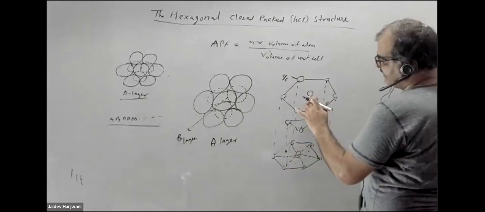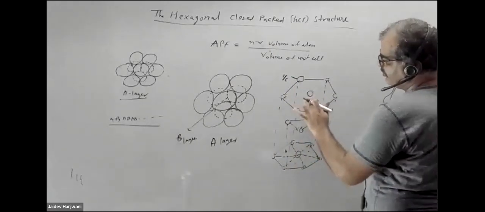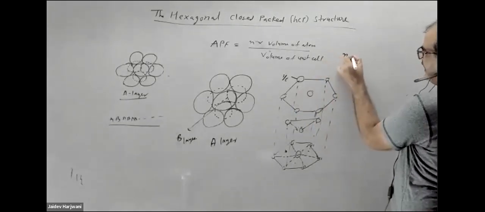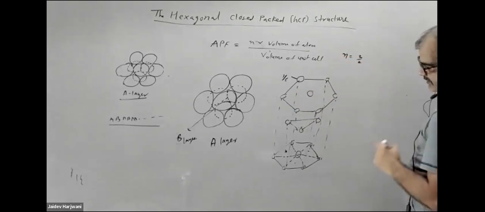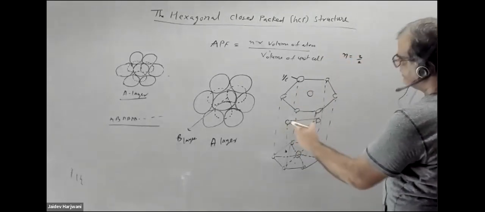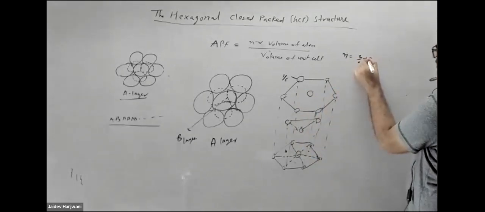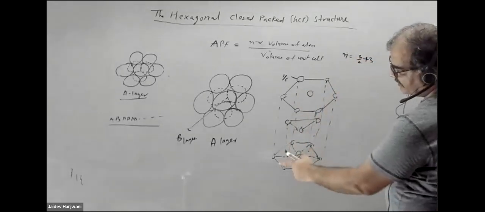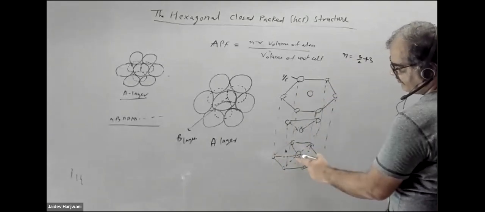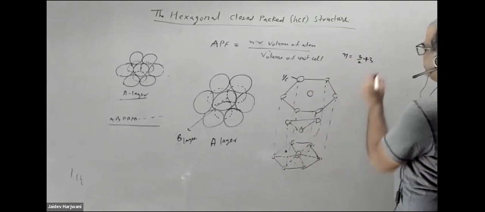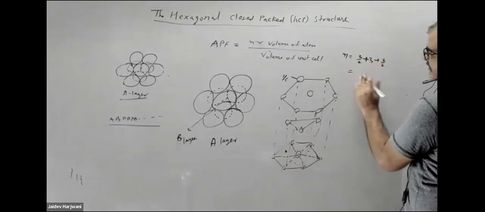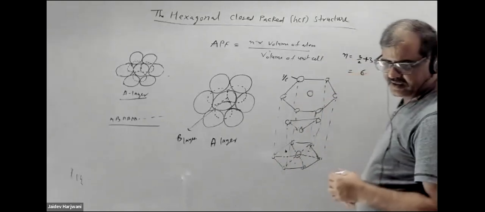And this face atom will contribute only half. So in this layer I have total n as 3/2. Then 3 atoms are completely inside the unit cell, so 3. And again 3/2 here: 6 corner atoms, each contributing 1/6, and this face atom contributes half, so I have 3/2. So I have a total of 6 atoms inside this unit cell. Is this clear?